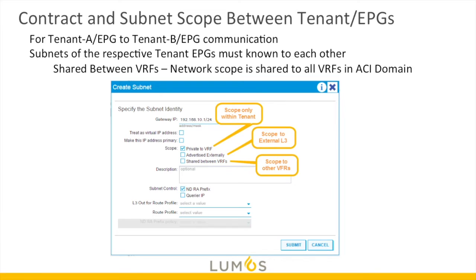If we're going to provide a contract to any tenant or any VRF, we need to make sure that we do shared between VRFs. Now, it doesn't matter if the VRF is in the same tenant or in a different tenant. So a tenant can have multiple VRFs. Coke and Pepsi can have multiple VRFs. For example, Coke can have Coke, Diet Coke, Sprite. Pepsi can have Pepsi, Diet Pepsi, Mountain Dew. Doesn't matter, as long as we do shared between VRFs, we can provide those contracts and make them available to other VRFs, even at other tenants.